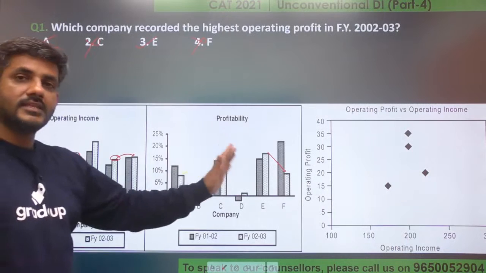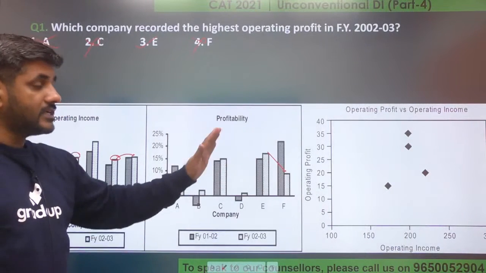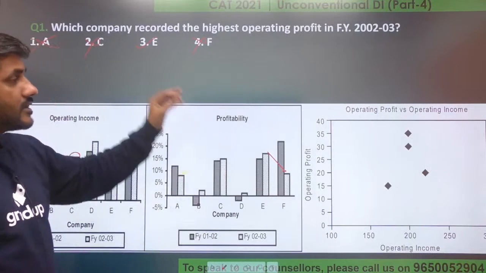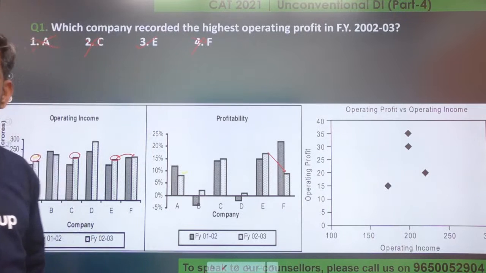Without solving anything we could have answered this question. As I told you, I repeat it, whenever the data is a bit different, they generally give you easier questions on that data, which is visible over here. I hope you all can see that.